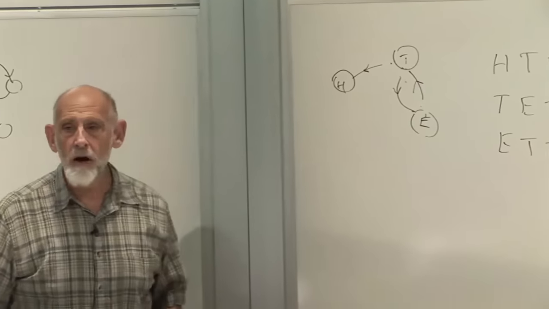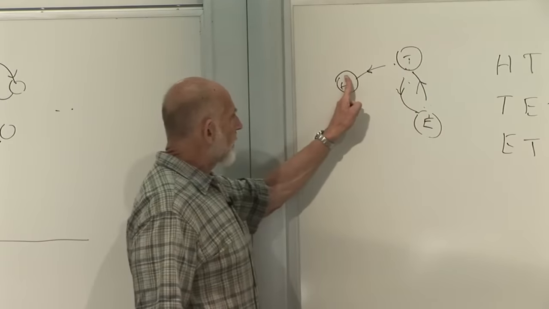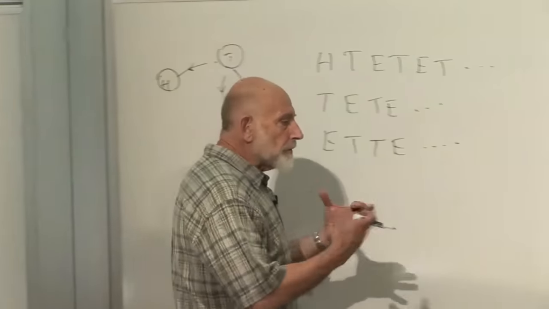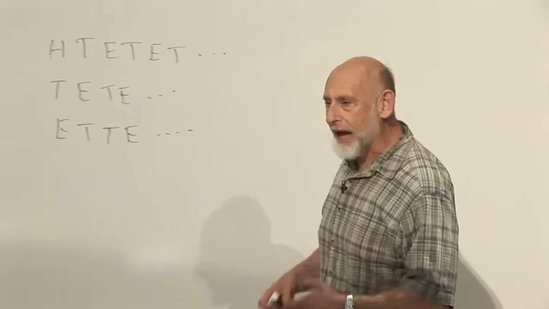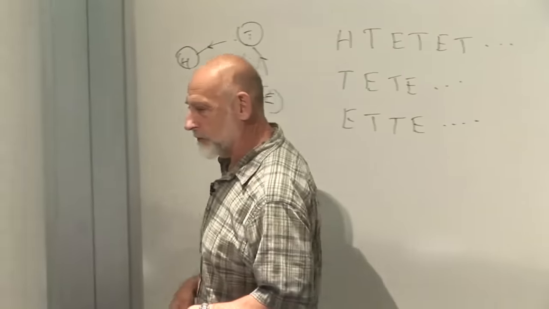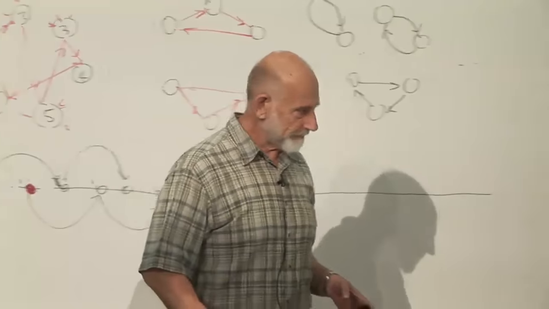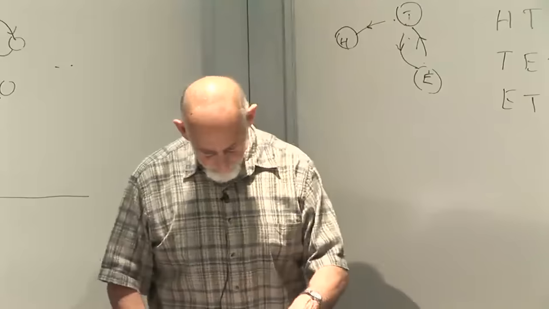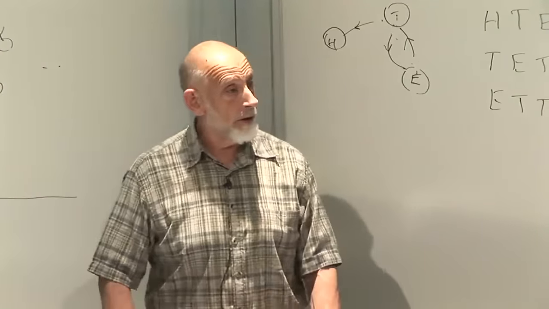Now you have an unpredictive situation. If you're at tails, you don't know whether to go to heads or whether to go to edges. So it's a predictive situation one way, but not retrodictive the other way. The word for this is not reversible. I won't call it irreversible. That's a little too definite. It's not reversible. You can go one way, but not the other way. This is the kind of law that is not allowed in classical physics.